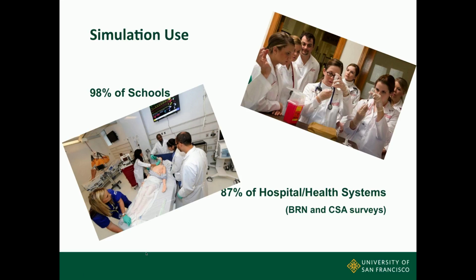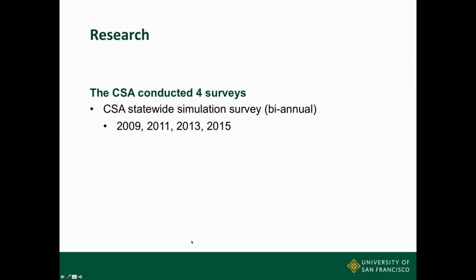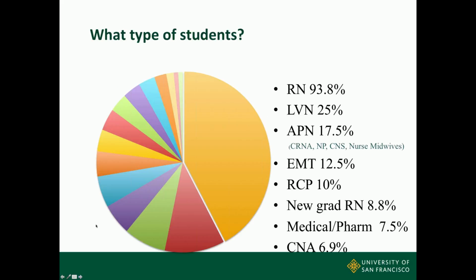What we found in the surveys that we did in California is 98% of the schools are using SIM and 87% of the hospitals are using SIM. So yeah, it's here to stay. We conducted four surveys over the last four years, and this paper is in the process of being published. Most of the students that are benefiting from simulation are RNs or LVNs. We're moving into interprofessional, so we've got EMTs, respiratory care, medicine, and pharmacy as well.